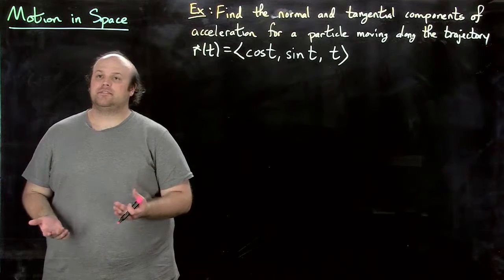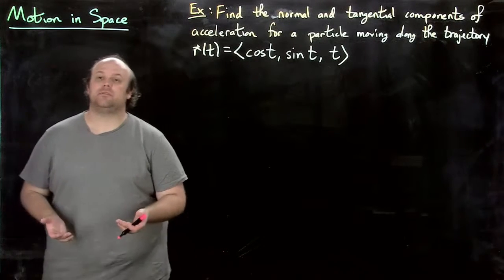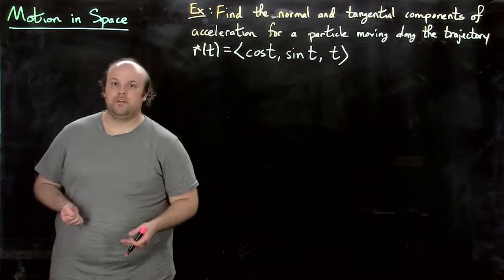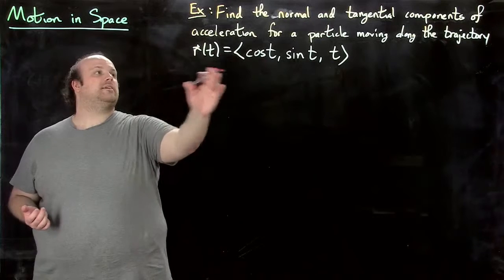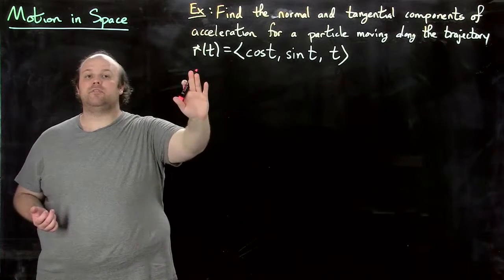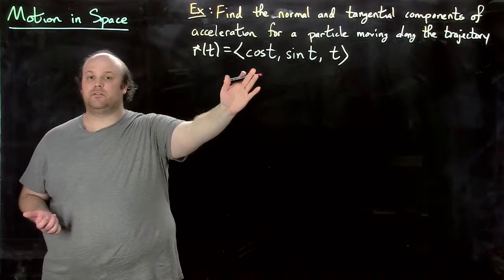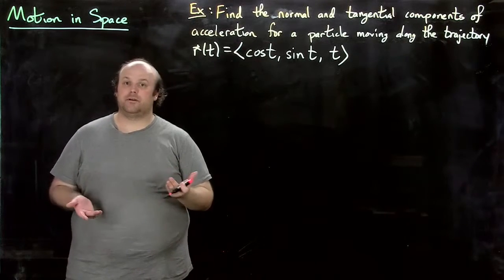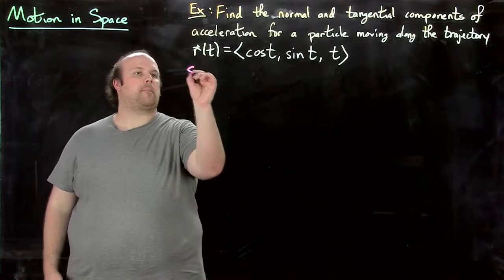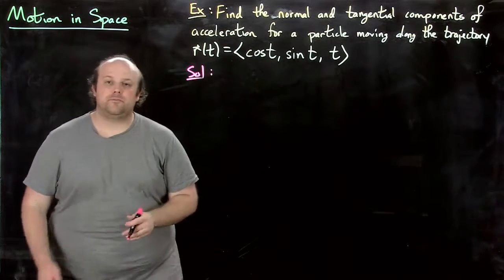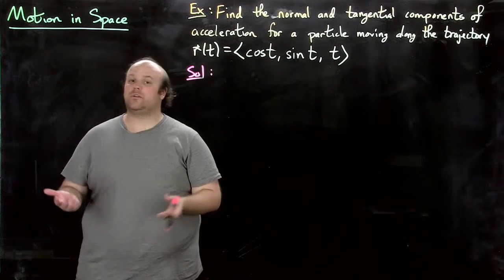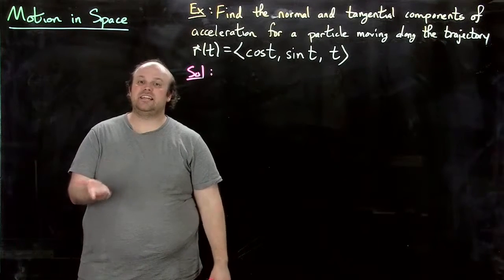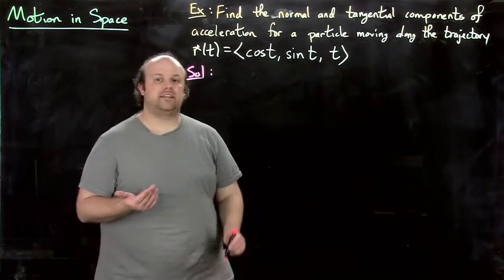Okay, let's close out this section now by doing an example with the normal and tangential components of acceleration and finding them. Let's say we have a particle that's moving along this trajectory, cosine t, sine t, t, right? And let's find the two components of acceleration. So we have to start by finding one or the other, the tangential or the normal. The tangential is usually an easier one to get at, so let's go ahead and start with that.